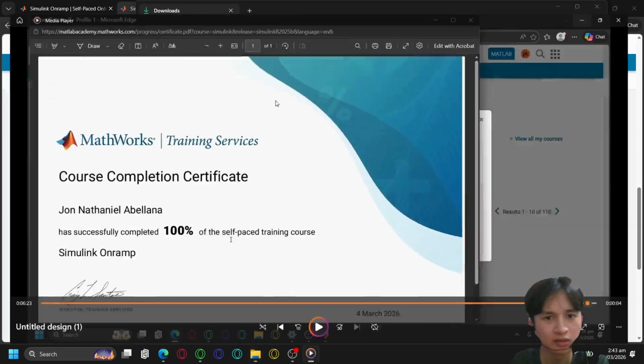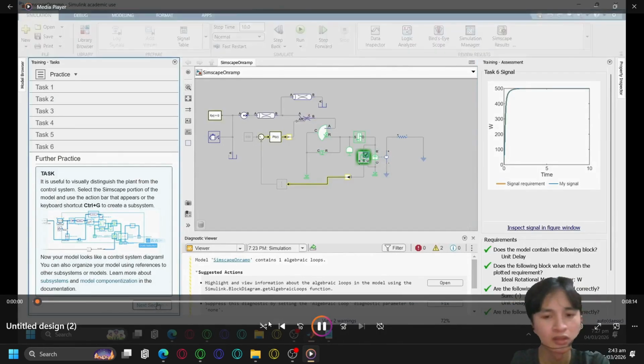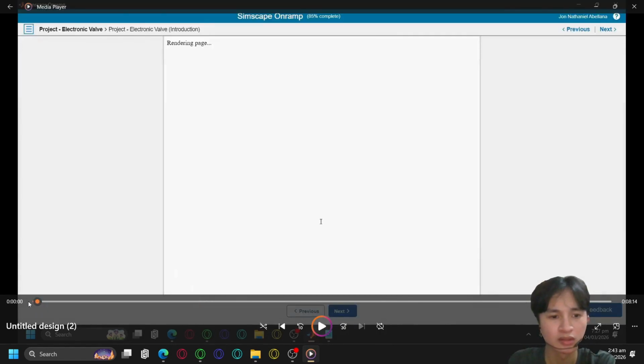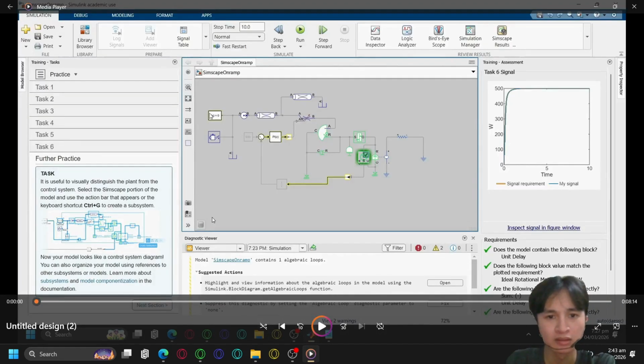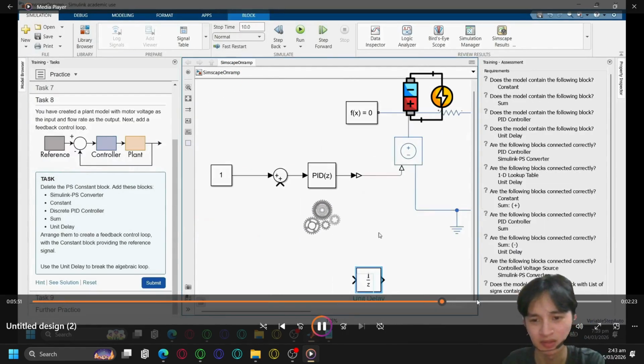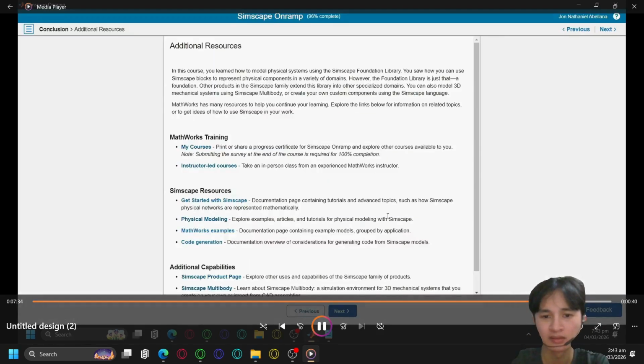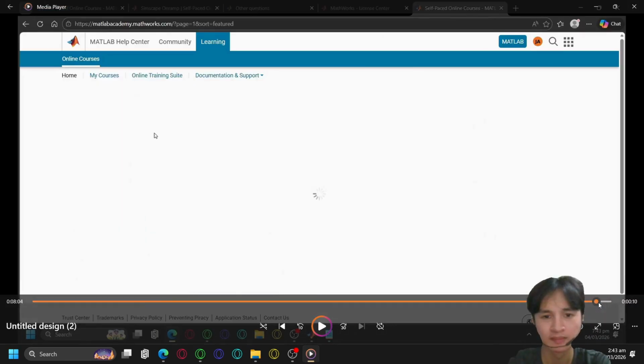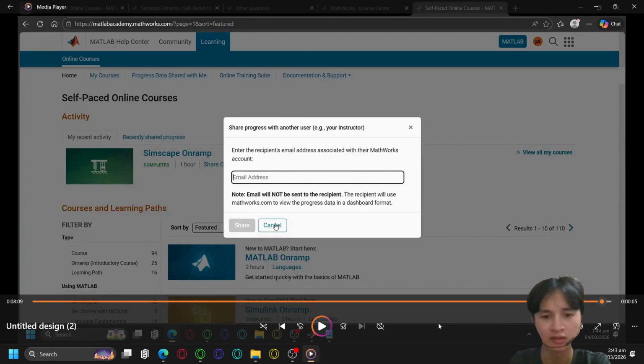I'm just going to open it here. This is the part where we have the fluid, mechanical, and electrical parts. I'm going to skip through this since I don't have that much time. The certificate is in here.